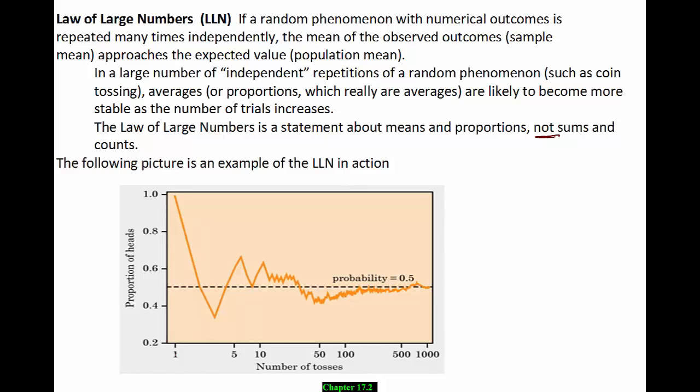So notice how we read this picture. On the first toss, we can see that the proportion of heads is 1. So that means that 100% of the flips at that point were heads. So that means that the first flip must have been heads.